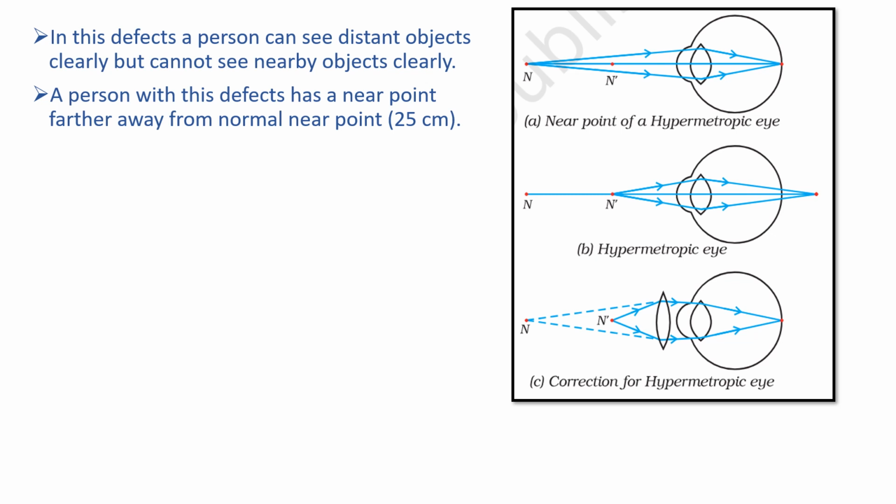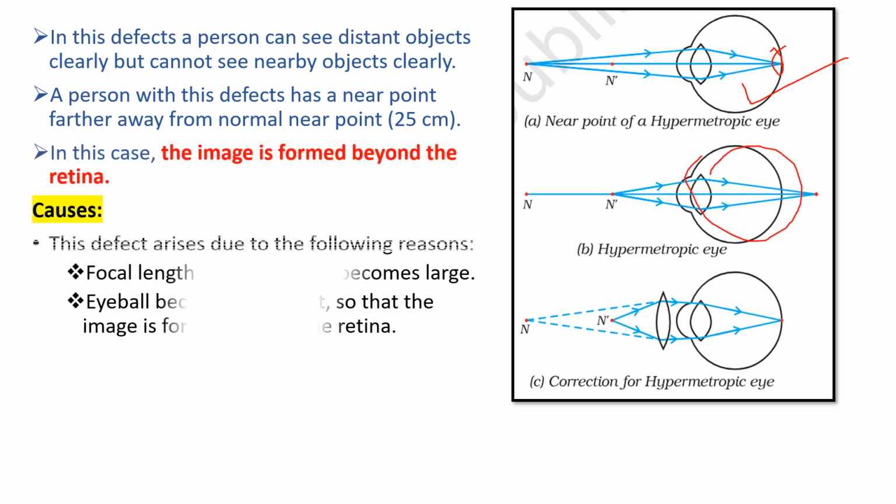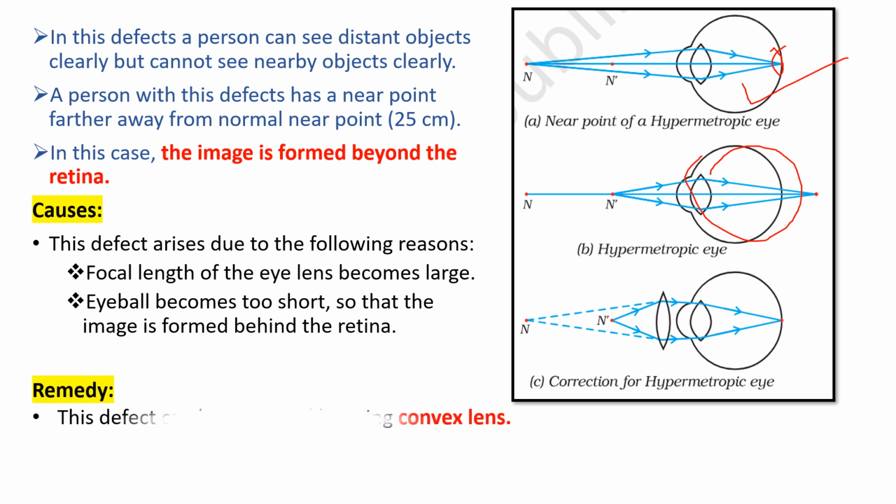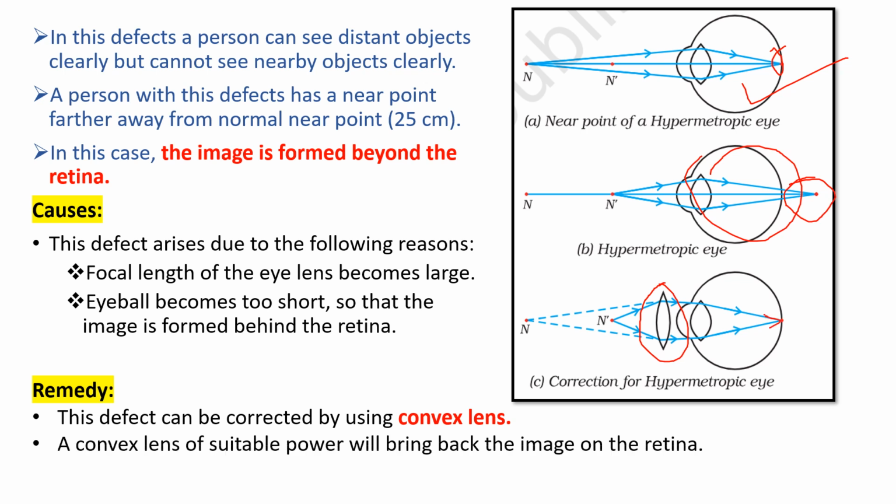Correct? So in this case, what happens? This is how the normal human eye forms the image on the retina. But if the person is suffering from hypermetropia, meaning they are unable to see near objects clearly, in that case the eyeball size is reduced, and the image is formed beyond the retina. You can see in this image. So to correct that, a convex lens is required to bring the image on the retina.